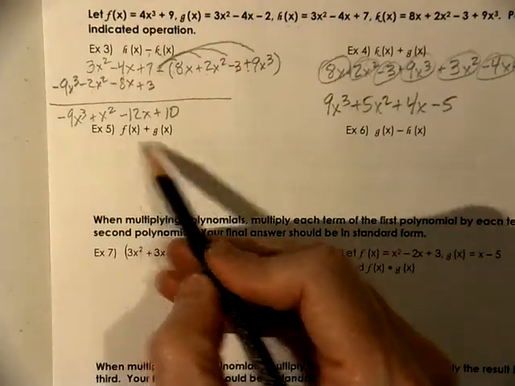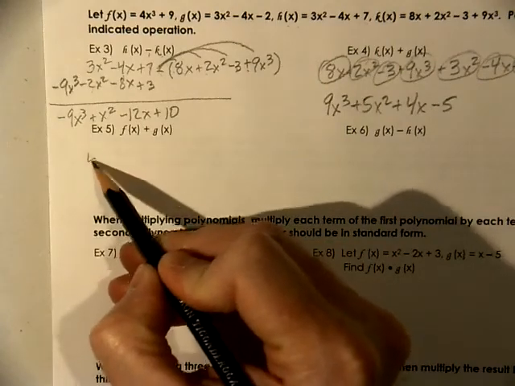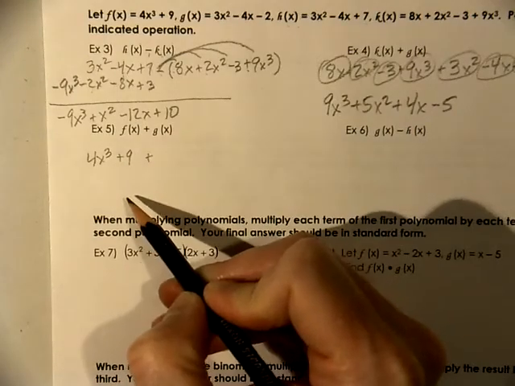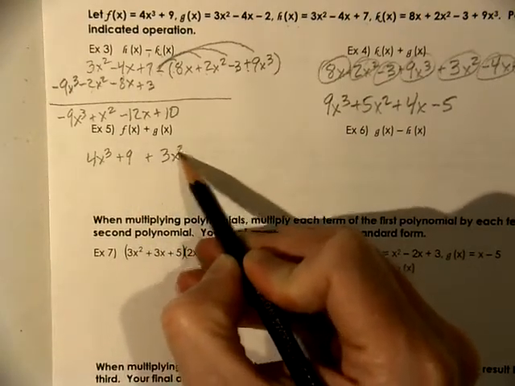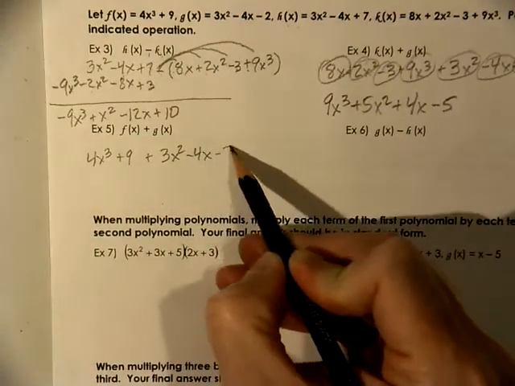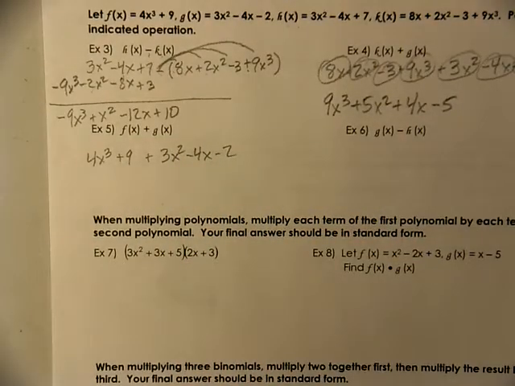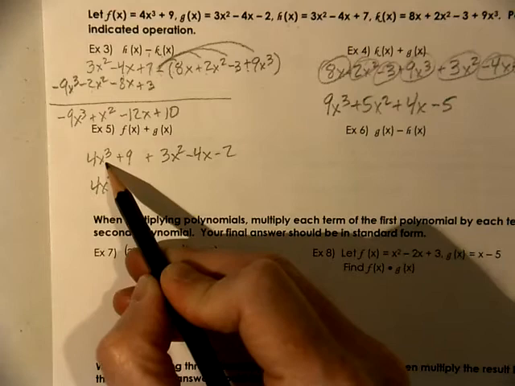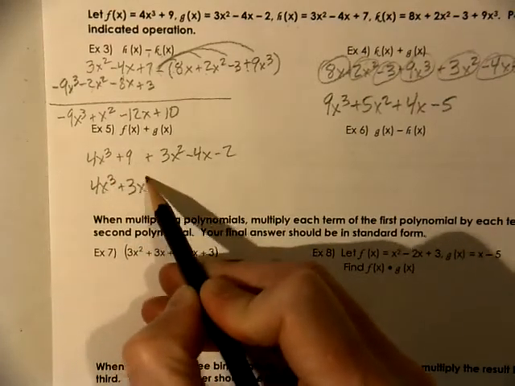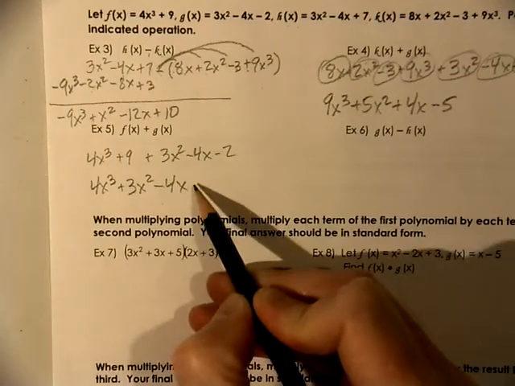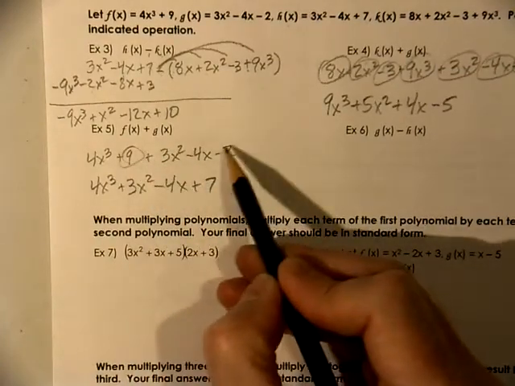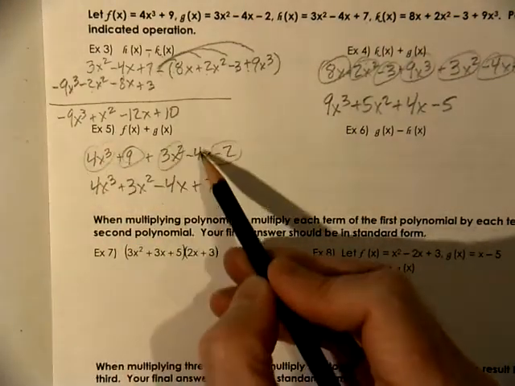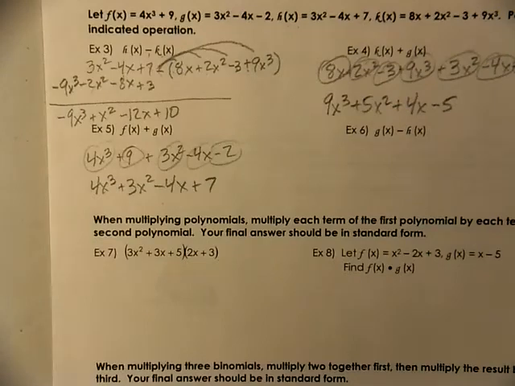Here we are adding the f function and the g function. The f function is 4x cubed plus 9. And the g function is 3x squared minus 4x minus 2. So we have 4x cubed plus 3x squared minus 4x plus 7. The only like terms were our 9 and negative 2. Everything else did not have a like term.